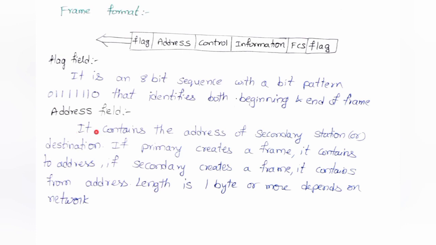And the next one is the address field. It contains the address of the secondary station or destination, right? If you are posting a letter to a particular person, then you will fill in the address of that person's home address. Similarly, here it contains the address of the secondary station or destination. If the primary creates a frame, it contains a to address. If the secondary creates a frame, it contains a from address. The length is 1 byte or more, depending on the network.